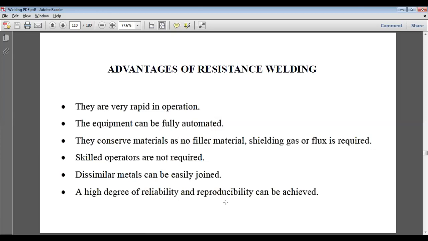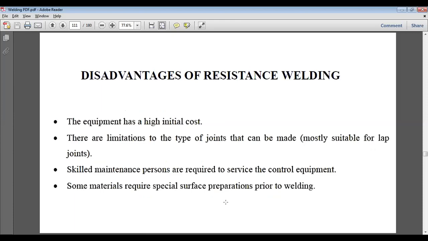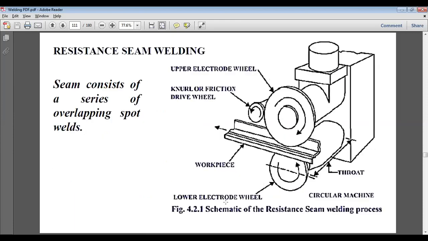Skilled operators are not required. There is a high degree of reliability and reproducibility. Then the disadvantages: initial cost is high, it can only be done for conductor materials, maintenance is required, and surface preparation is also required.